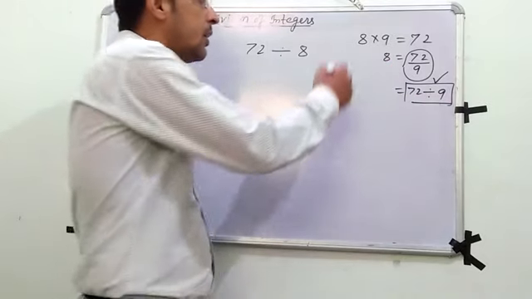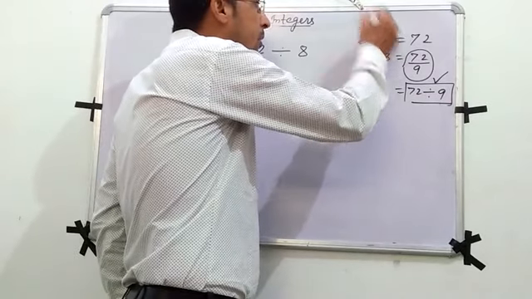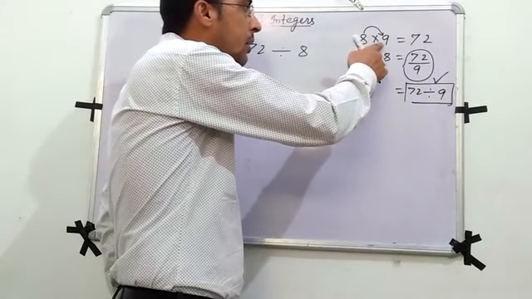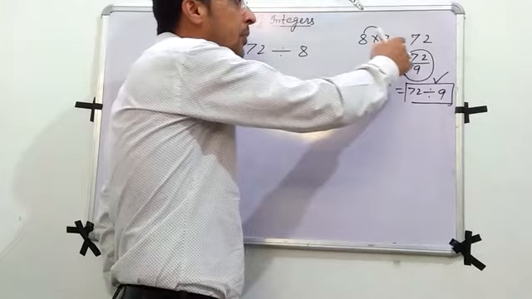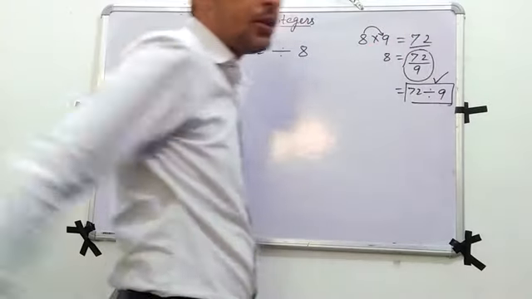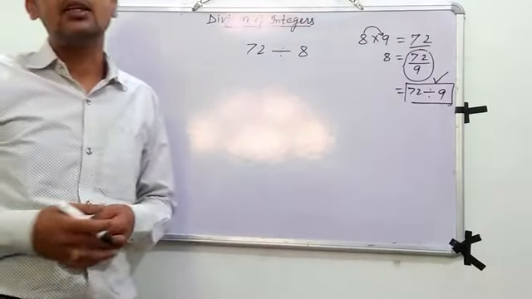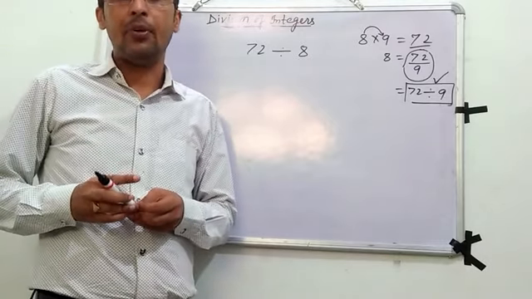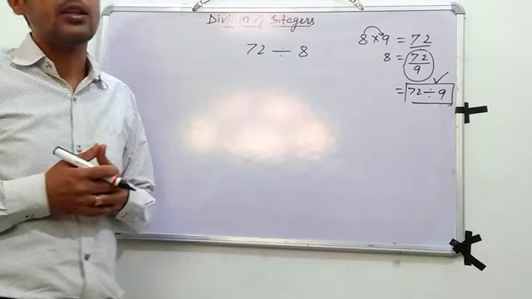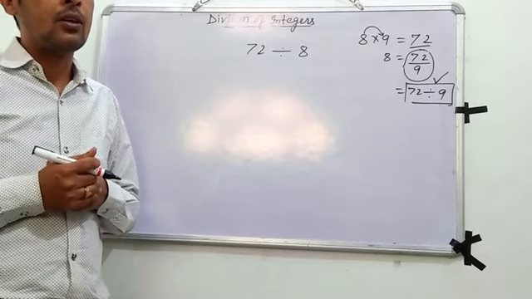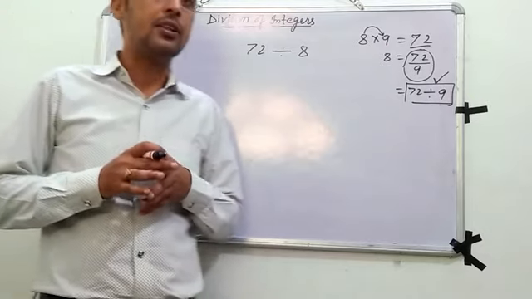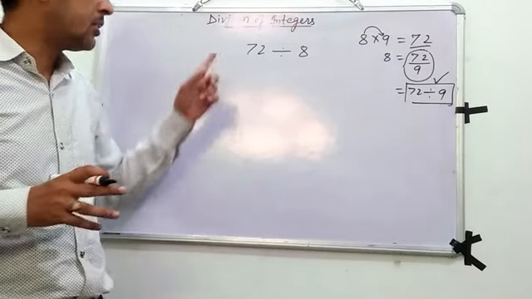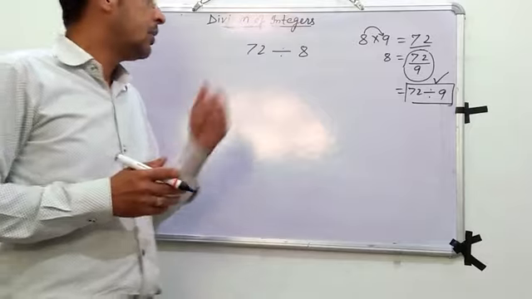But we know that if we multiply 8 by 9, meaning 8 times 9, then the value will be 72. Then we can say that the inverse operation of division is multiplication, or the inverse of multiplication is division. Is that clear? This is the division of integers.